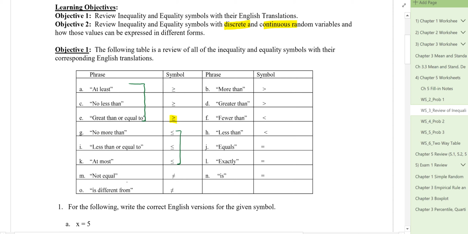Now, not equal to, that's one we know. It's different from is another one that's a common mistake. More than and greater than mean greater than, and fewer than means less than. Equal, exactly, and is all mean equal to. So take a few minutes to familiarize yourself with the phrases and the symbolic form. All right, let's do some practice.